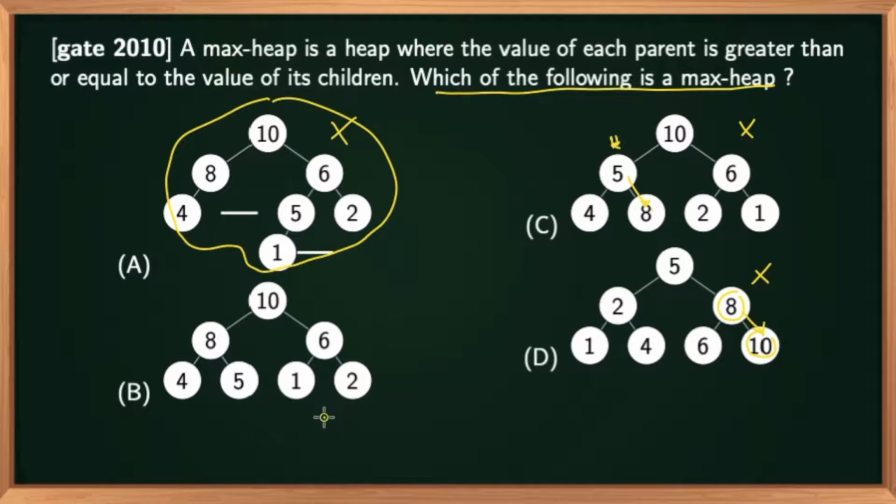And the correct option is B. Now if you see, all the internal nodes here are having less value than 10. Similarly, all the nodes on the right are also having a value less than 10. Now if you take any node, if you take 8, that's having 2 children, both are having value less than 8, and here you have 6 and both children are having value less than 6, right? So this is a valid max-heap.